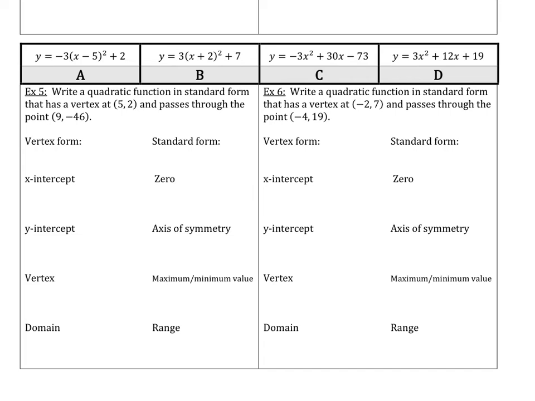5,2. Okay, look at the questions here. Exercise 5 says to write a quadratic function in standard form that has a vertex at 5,2. Number 6 says write a quadratic function in standard form that has a vertex at negative 2,7. Is that what we got? No, so which question does answer choice A go to? Number 5. So we're going to put A right here for vertex form.